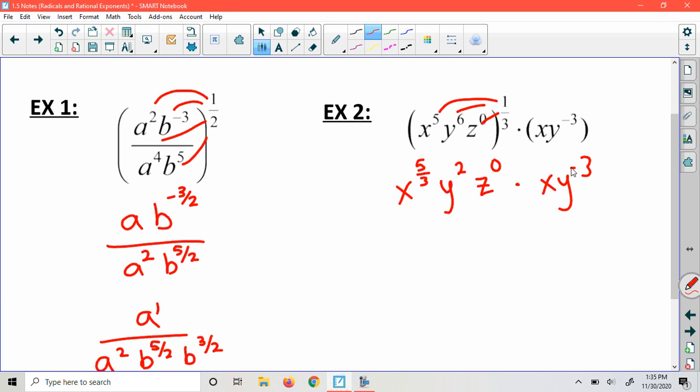So I distributed that 1/3. Now, anything to the 0 power is just a 1. So I can basically just get rid of that z to the 0 power. It's just a 1 hanging out there. Next, we can move things around. The x to the 5/3 would stay up top. The y squared would stay up top. This other x from over here would stay up top. The only thing that gets moved is this y to the negative third right here. Whoops. That'll get kicked down to the bottom.